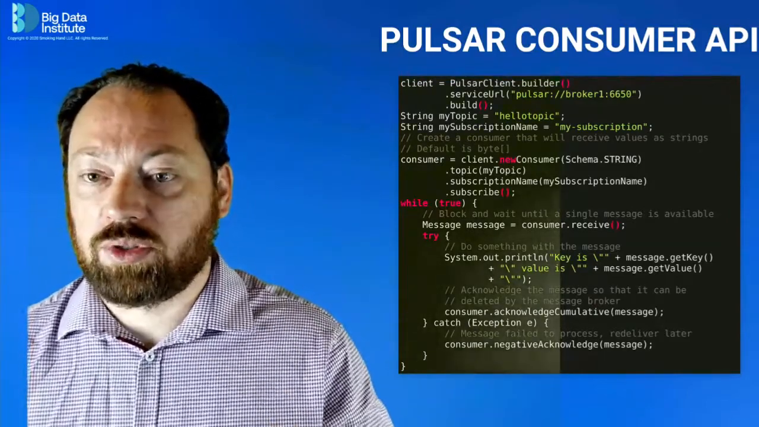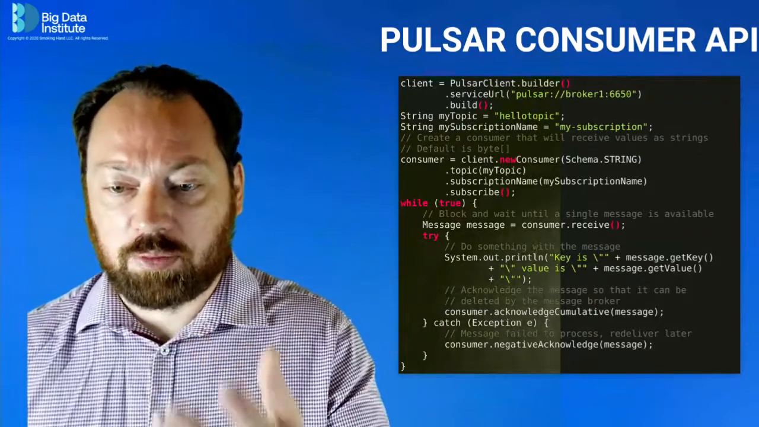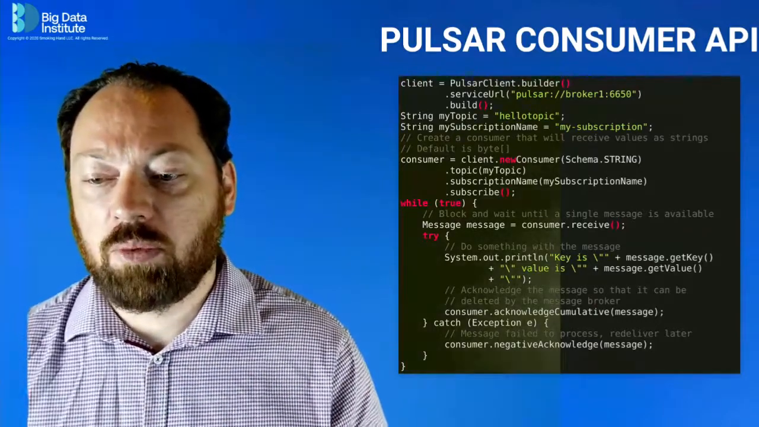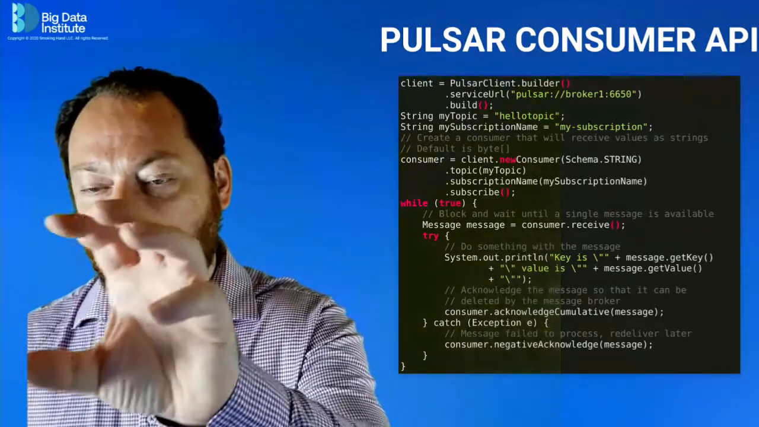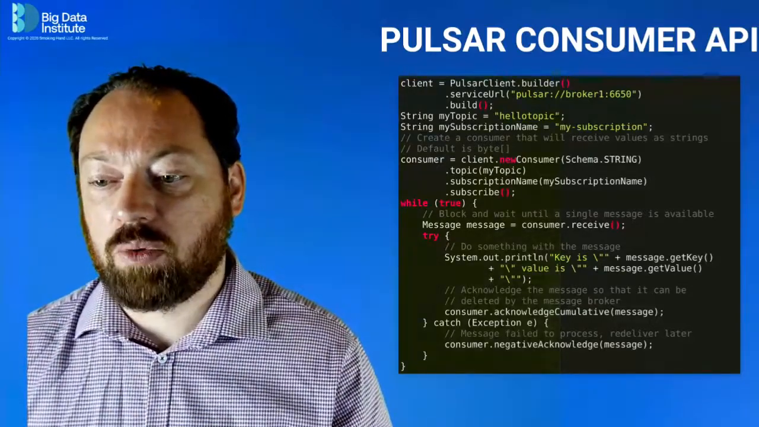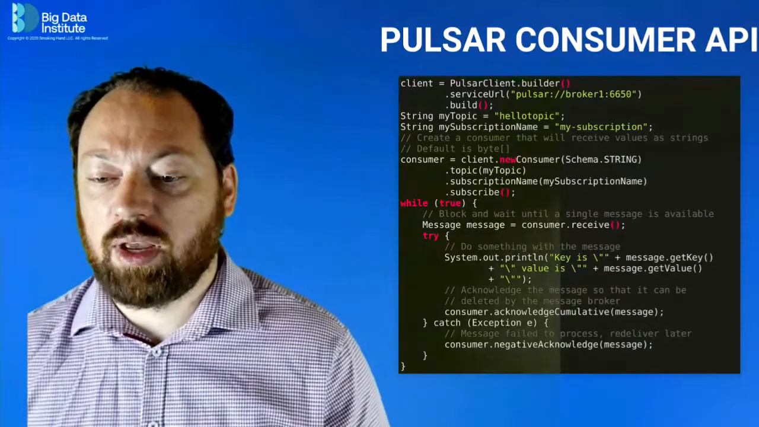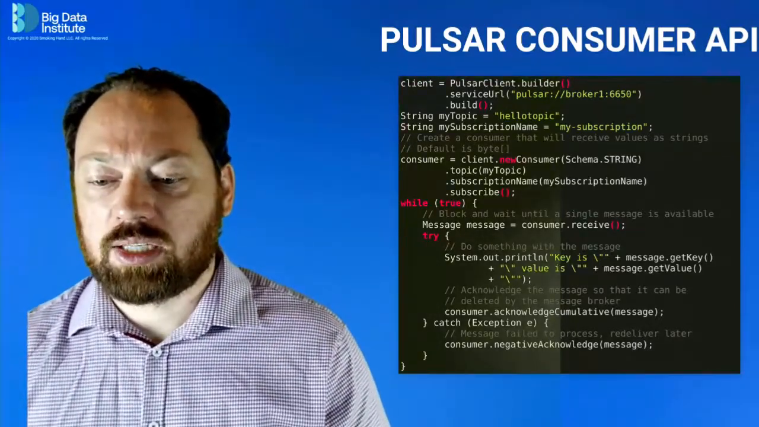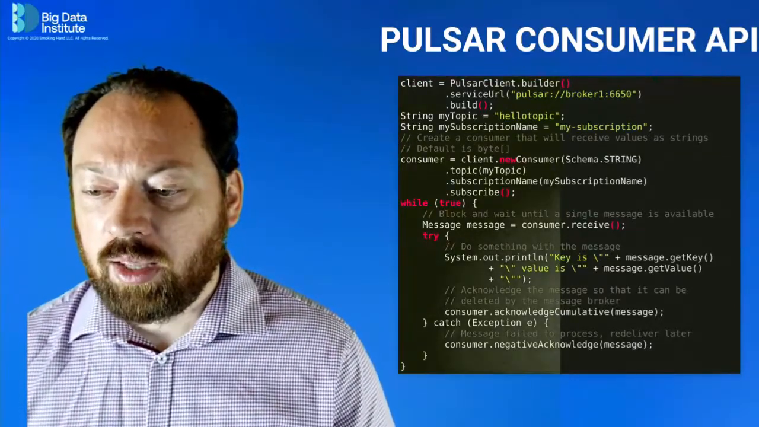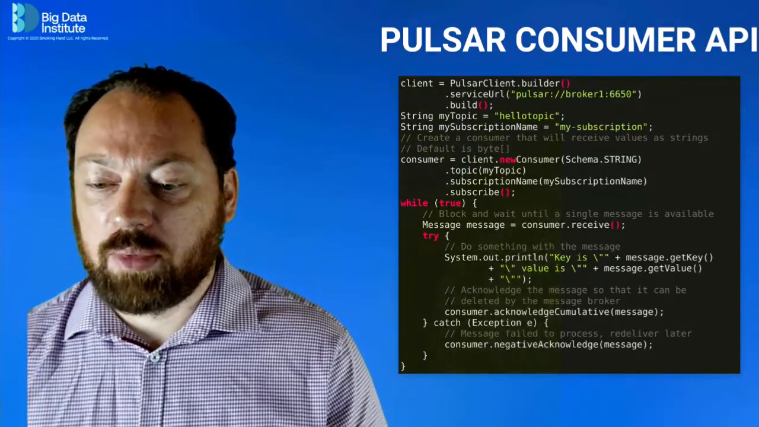From there, we choose our topic name, our subscription name, and we subscribe. Then we can do a receive, and we say, I want to receive a message. And that's a blocking call. That's going to block until we receive a message. From there, we're just going to do a simple System.out.println, getting the key and value out of that message.